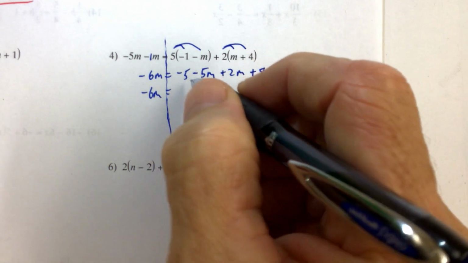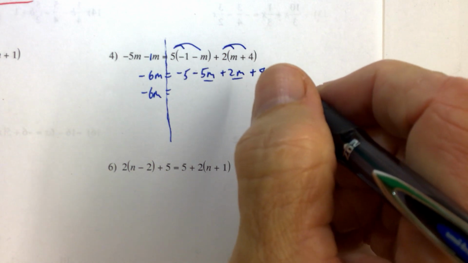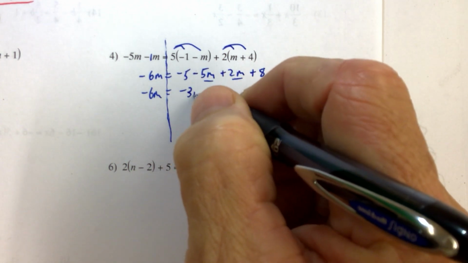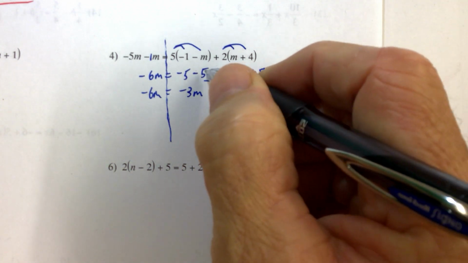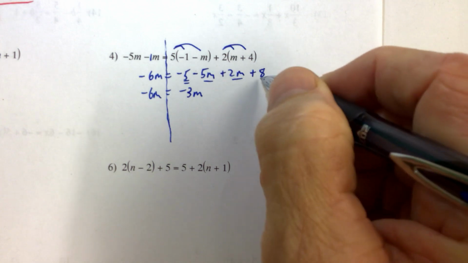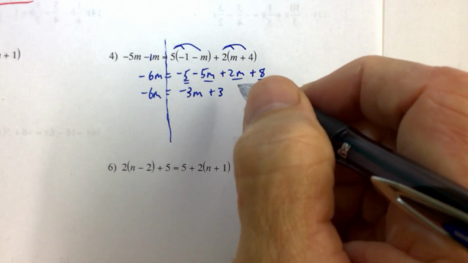The right-hand side, we've got like terms. Combining the variable terms first, called linear terms. Negative 5m and 2m makes negative 3m. And then we have negative 5 and positive 8. That gives us a positive 3.